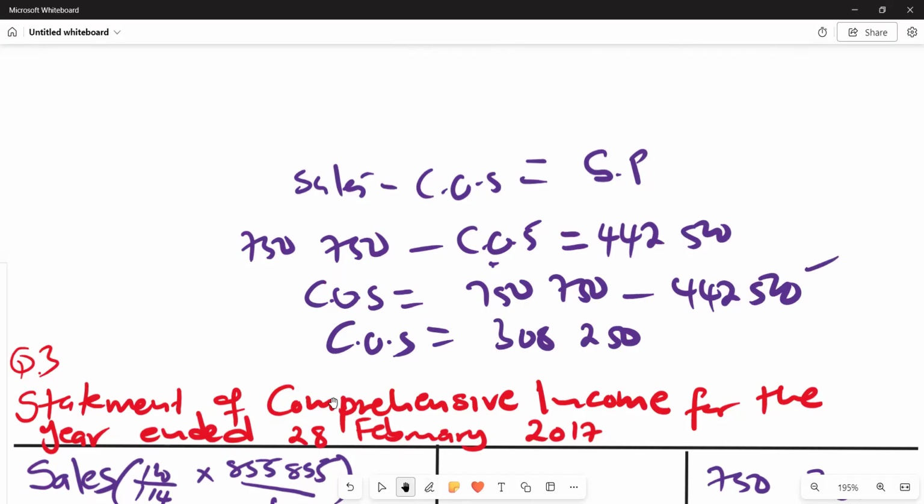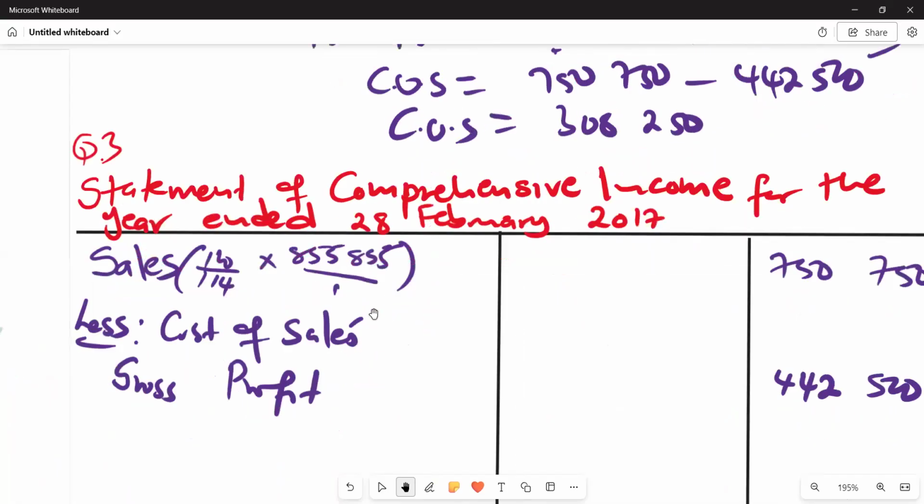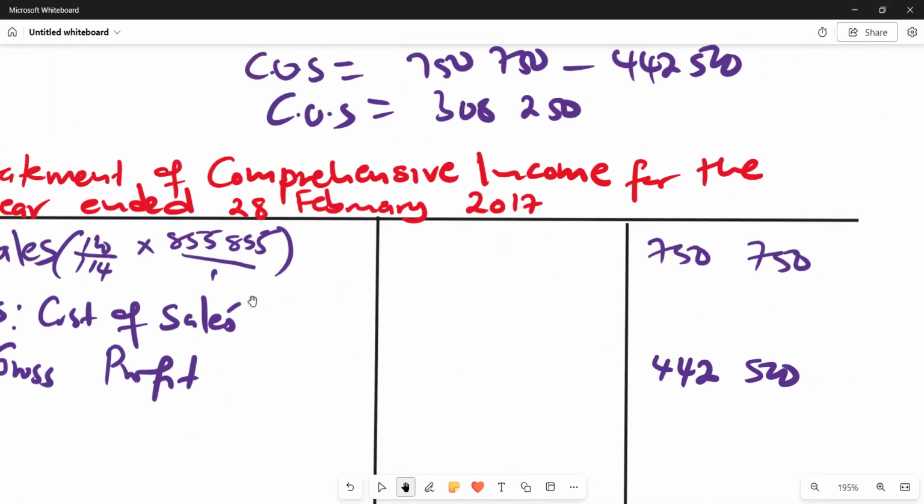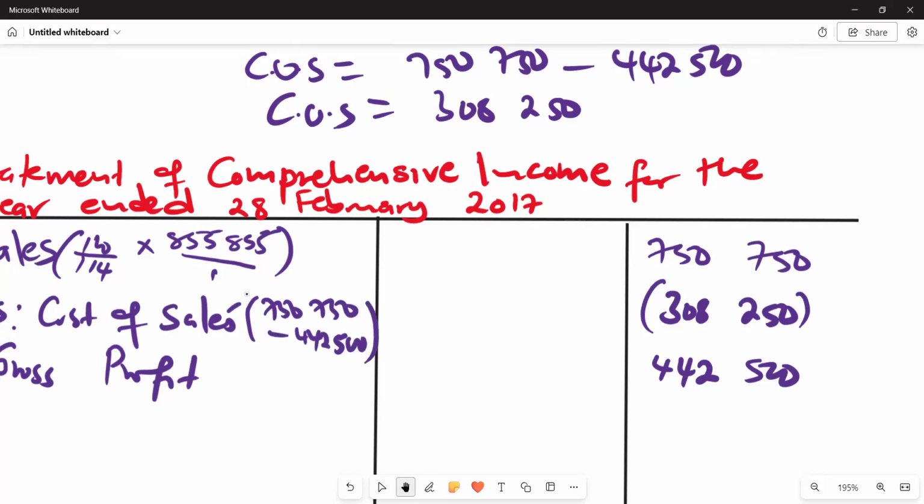Then we can put it in brackets now. So we are saying our cost of sales, the figure that we got is 308,250, and we put it in brackets so that we are subtracting. And here, for our cost of sales, try to put the working in brackets, whereby we are saying 750,750, and then we subtract our 442,500. So this is what we have.